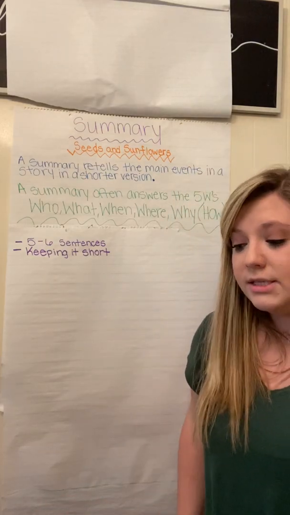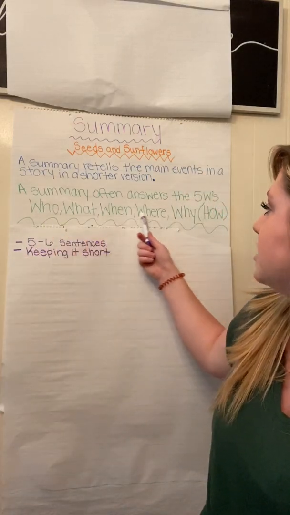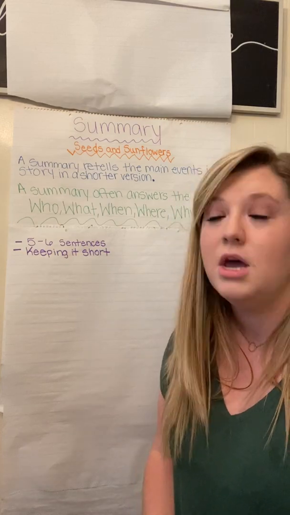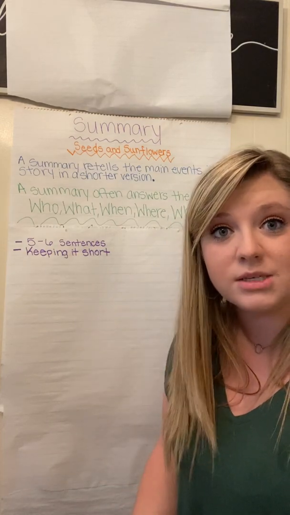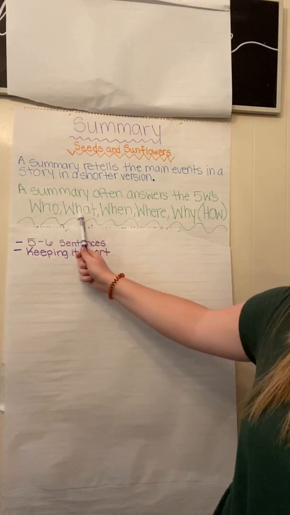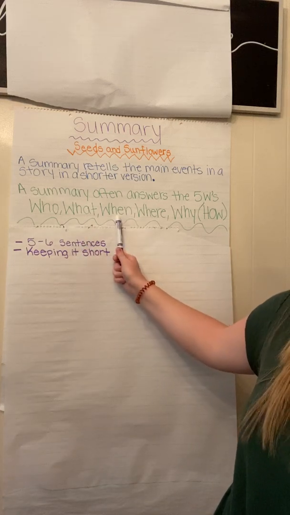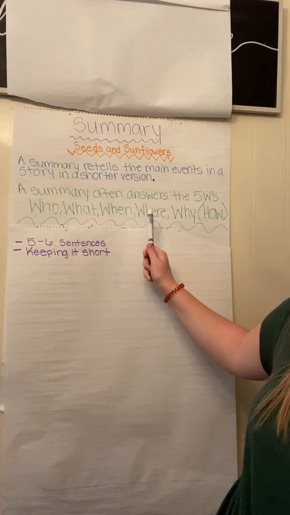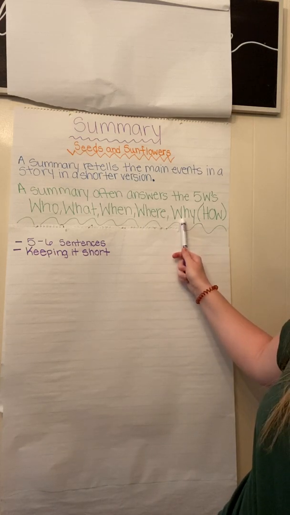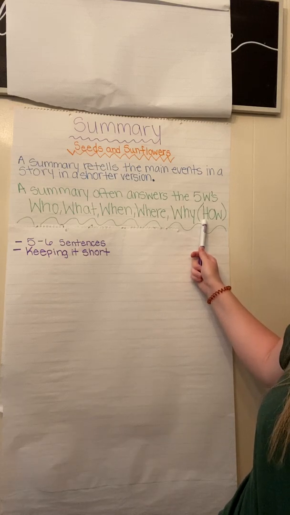Okay? So when I read your summary, all of those questions should be answered. That's how we write a good summary. So if you have a perfect, awesome summary, it should tell me who the main character was, what they wanted or what the problem was in the story, when the story took place, where the story took place, and why certain things happened in the story or how their problem was solved. Okay?